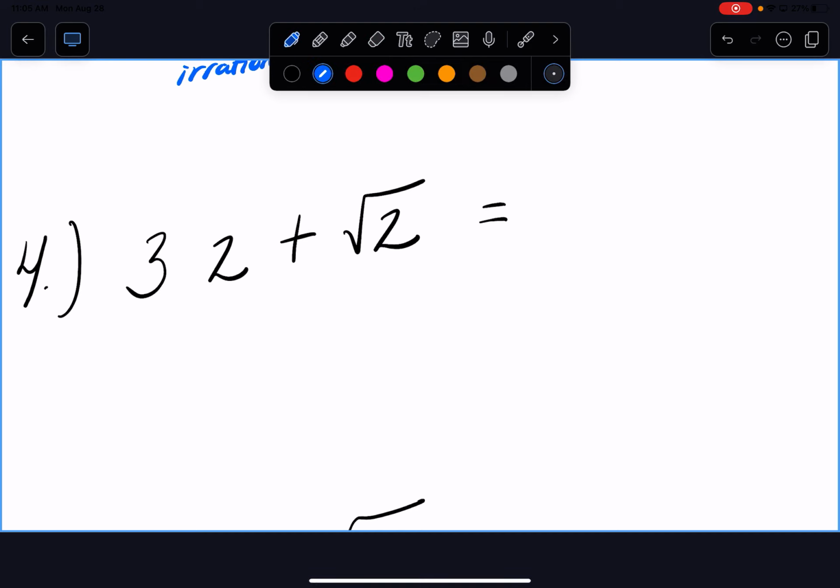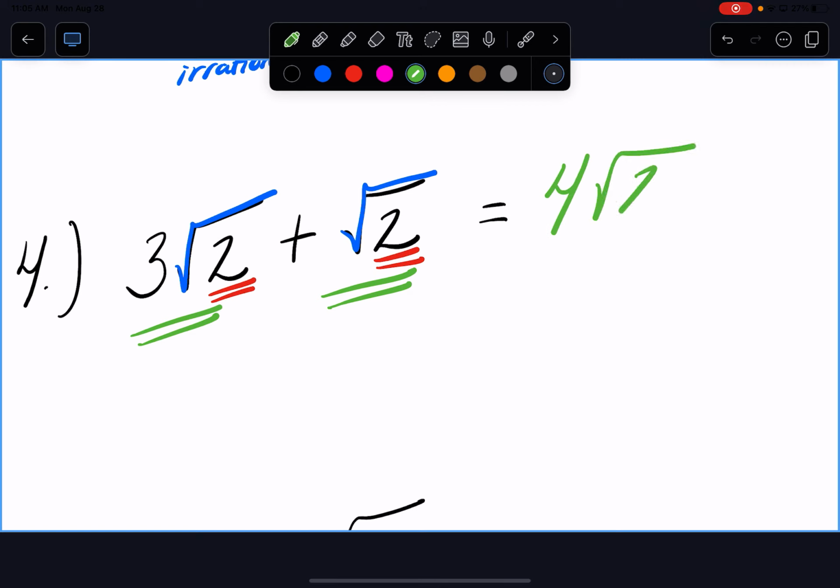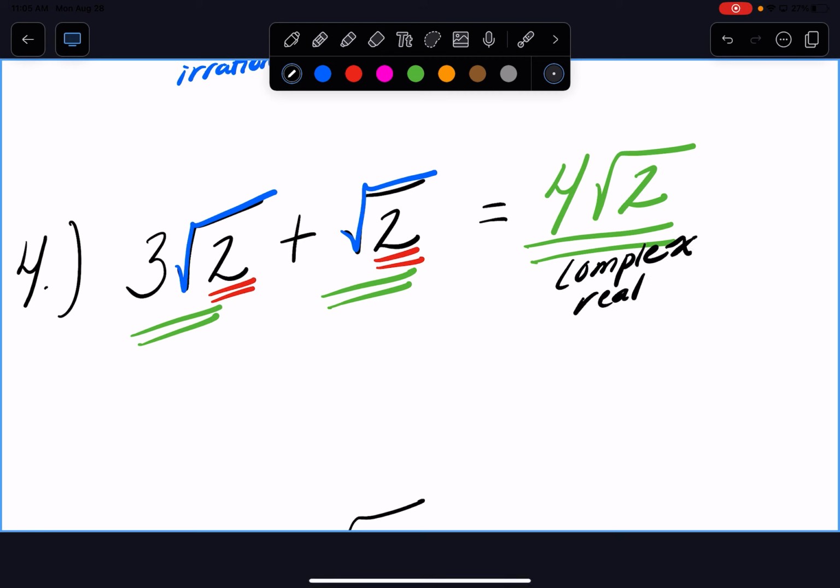Let's check. Everybody check. Is the radical the same? We also have to check, is what's underneath the same? If it is, we add apples to apples, oranges to oranges. So we have 3 apples plus 1 apple, which is 4 apples. The apple doesn't change. Do you understand? 4 square roots of 2. So now answer the question. It's complex. It's real. But it's irrational.